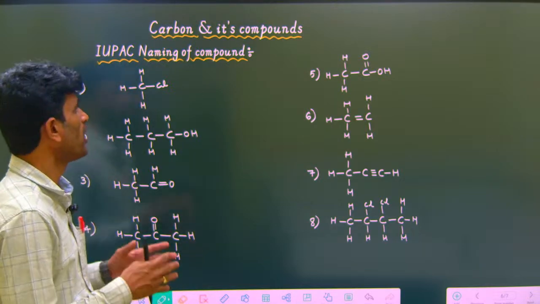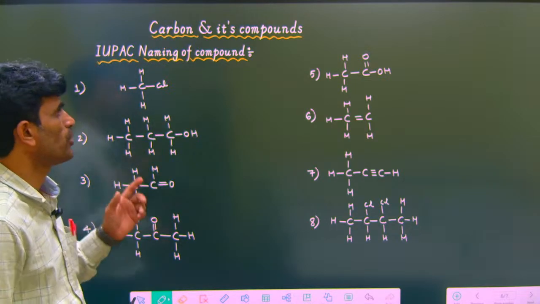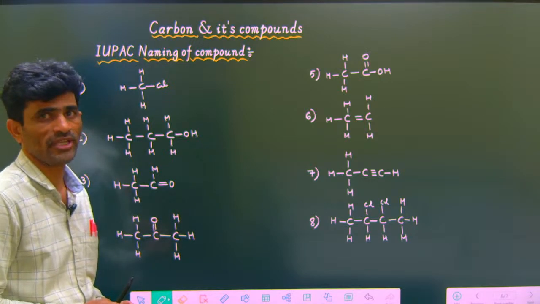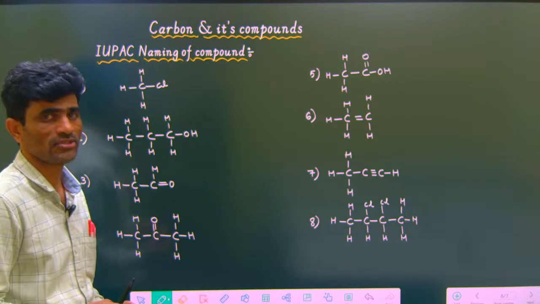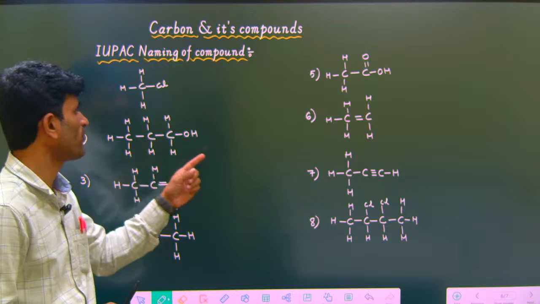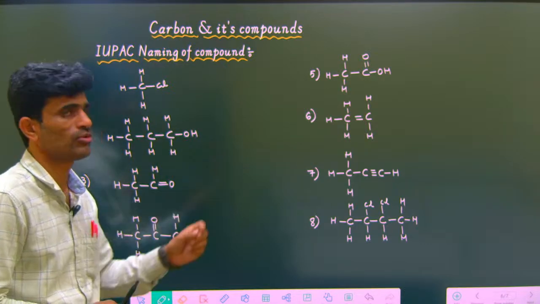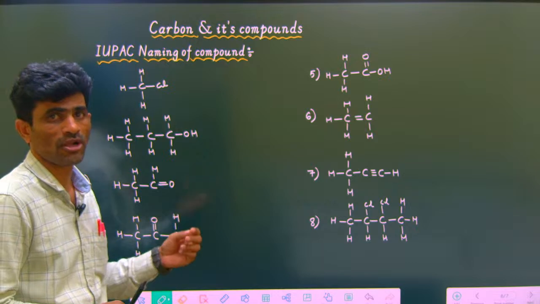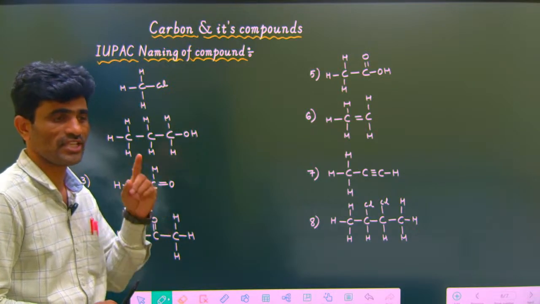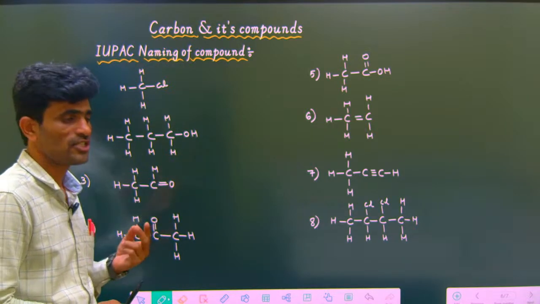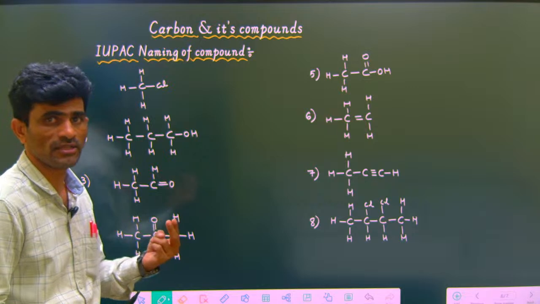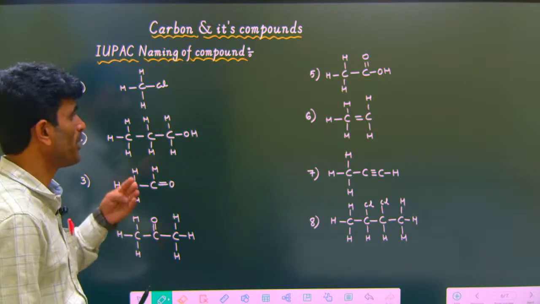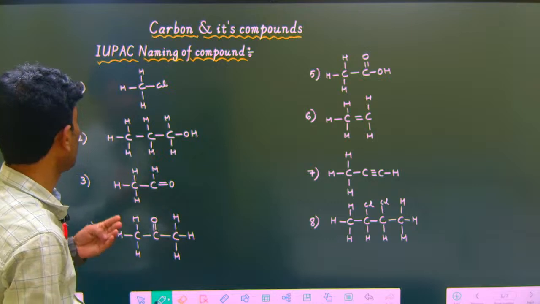Before that, what process we have to follow. First you have to count the number of carbons in the long straight chain of the structure. In that, how many carbons are there in the straight chain, you have to count. Depending on the number of carbons, we give the name to the compound. We already discussed, if there is one carbon, meth. If there are two carbons, eth. If there are three carbons, prop. If there are four carbons, but. So based on the number of carbons, we decide the name.